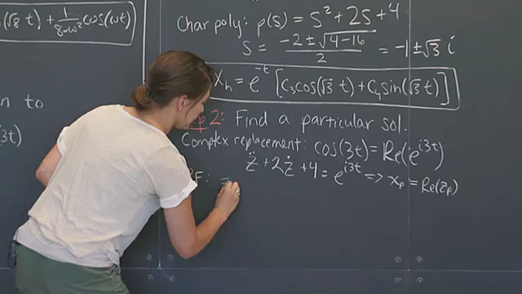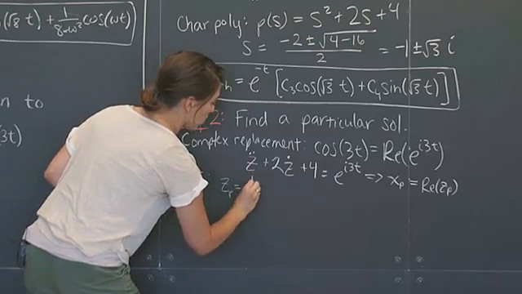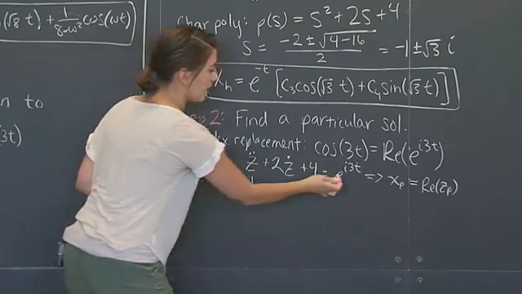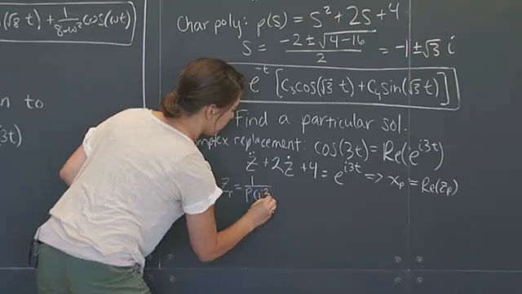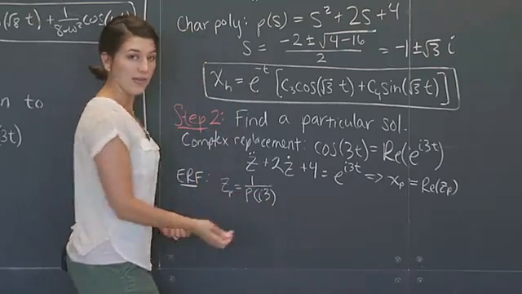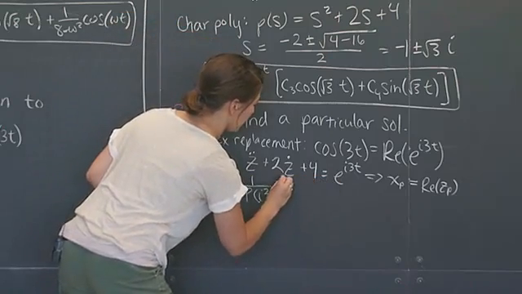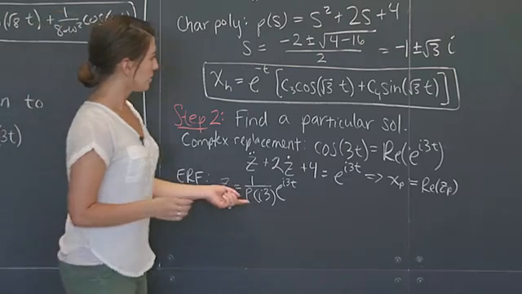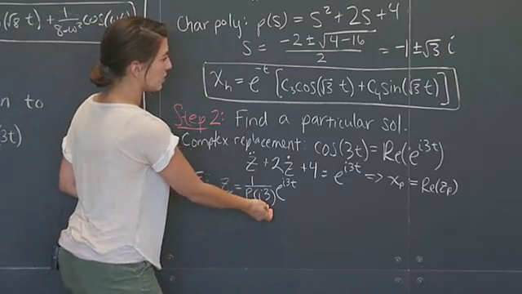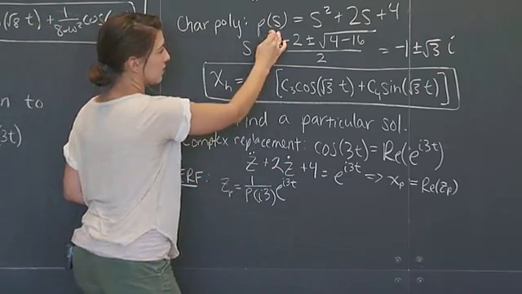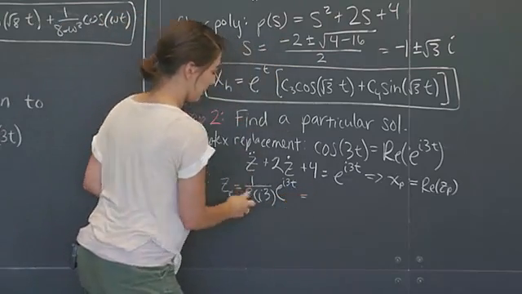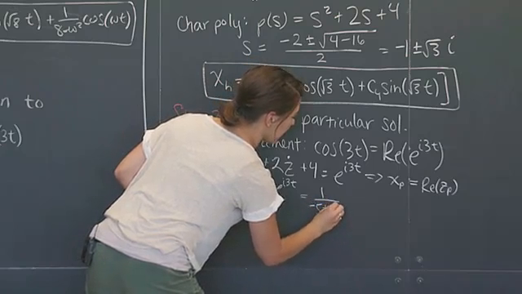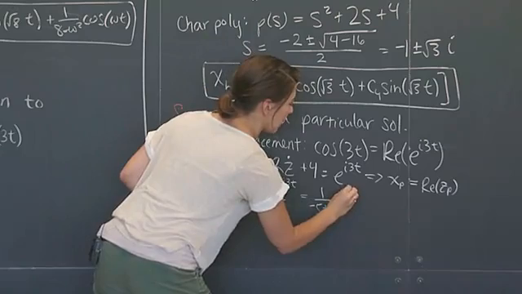That tells us that z sub p is equal to 1 over the characteristic polynomial evaluated at i times 3, multiplied by the right-hand side of this equation, so times e to the i3t. Now, if we substitute i3 into the characteristic polynomial, we get that this is equal to 1 over minus 5 plus 6i times e to the i3t.